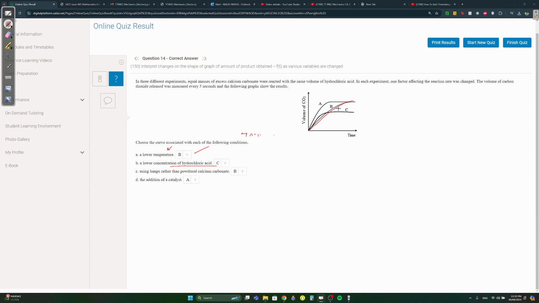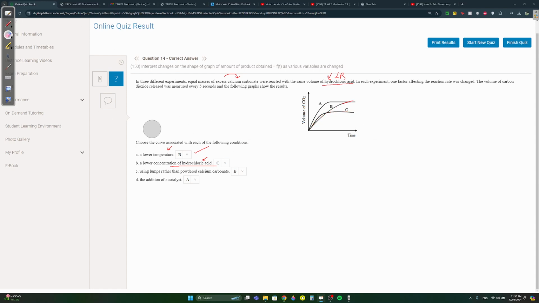A lower concentration of hydrochloric acid. Here they said that the excess is calcium carbonate, and if the calcium carbonate is the excess, then the hydrochloric acid will be the limiting. So if they gave us a lower concentration of hydrochloric acid, which means a lower concentration of the limiting, we will have less product, so it will be C.